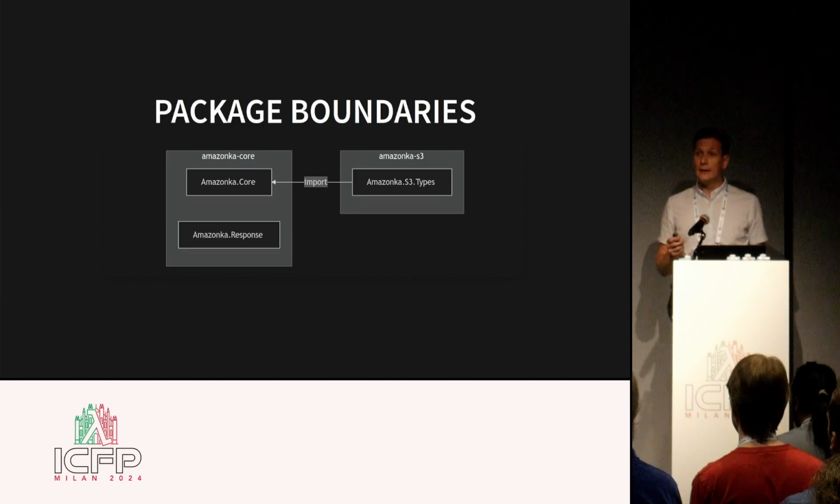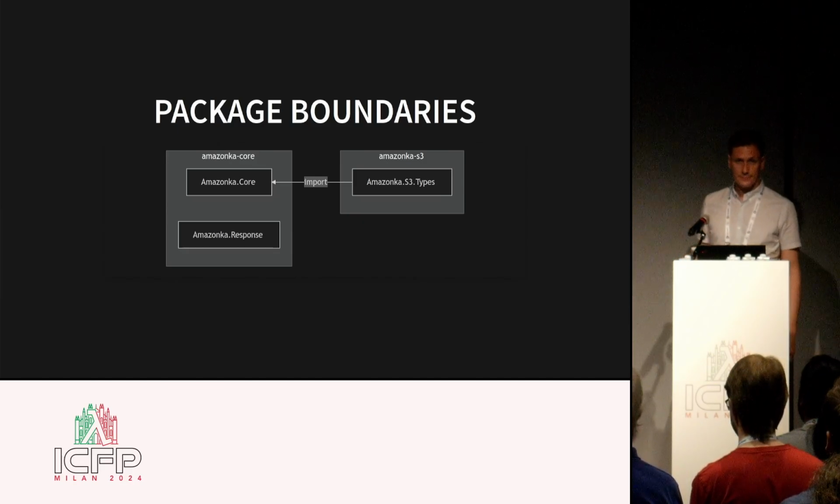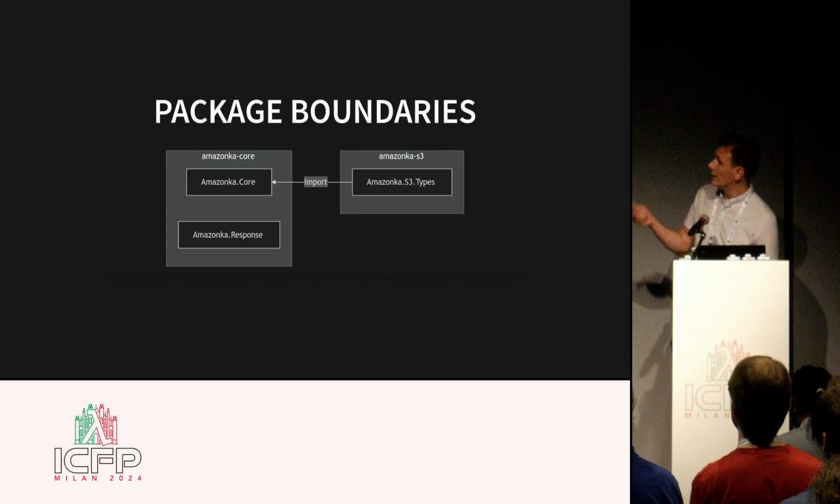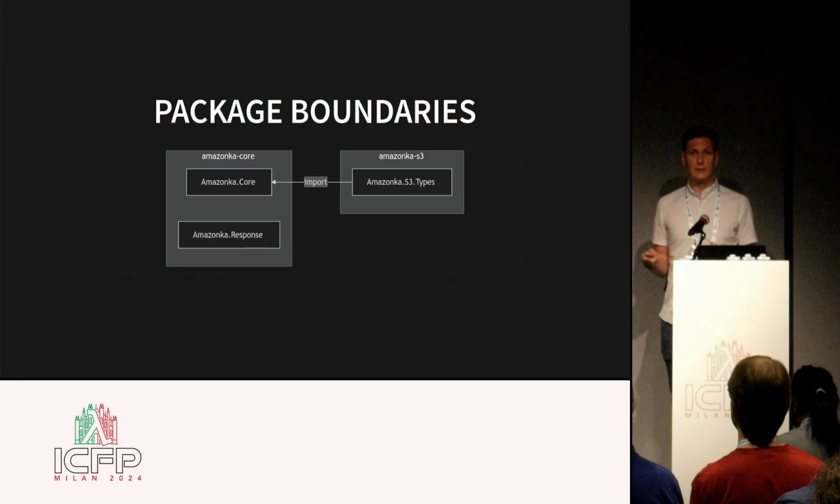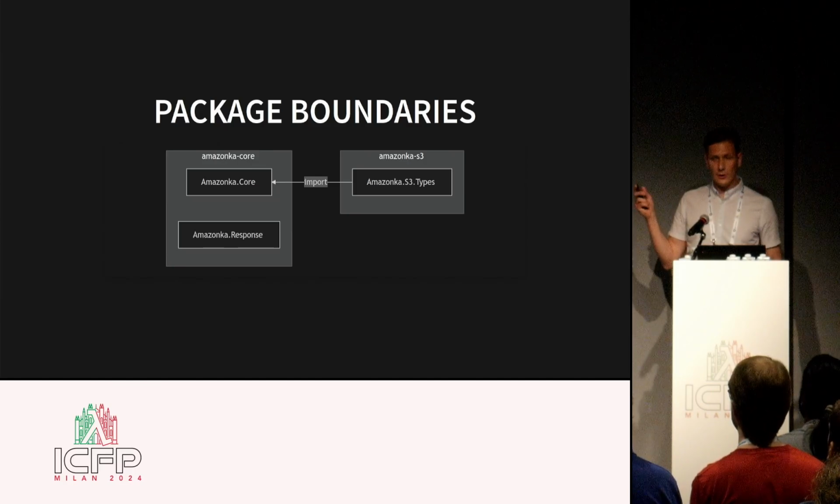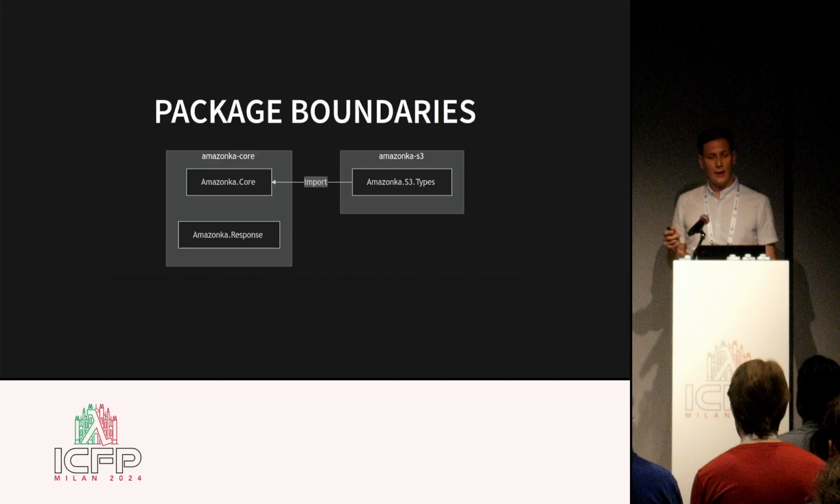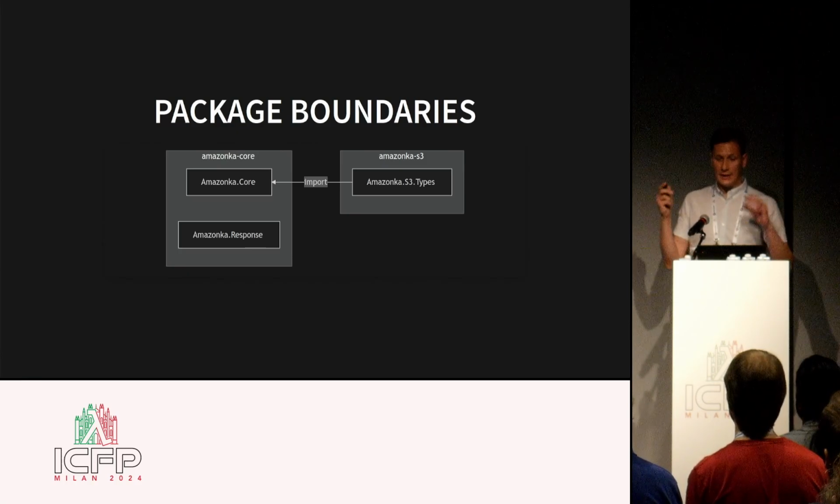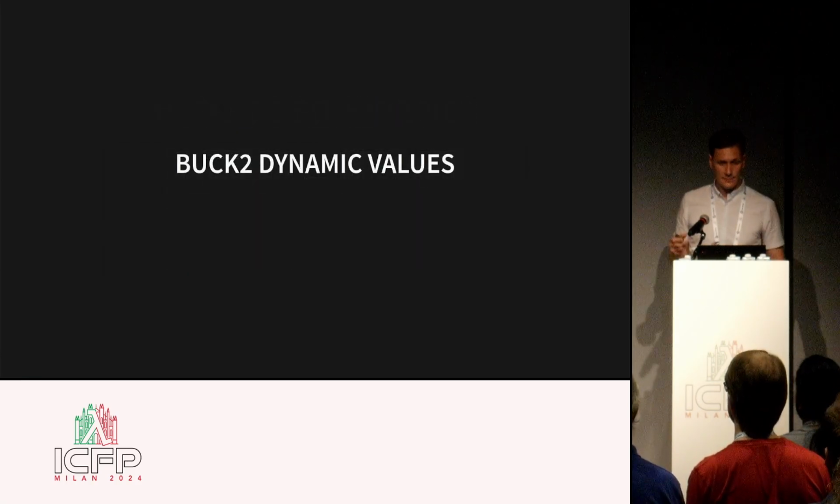Okay, now let's look at package boundaries in Haskell. Module imports can cross package boundaries, right? So the S3 module here can import the Amazonka Core module, but it does not import the Amazonka Response module. So if we change Response, ideally we don't want to recompile Types, right? But in order for Buck2 to realize this, and also be able to schedule them independently and so on, we need to expose this to Buck2. So we want dynamic actions across package boundaries.